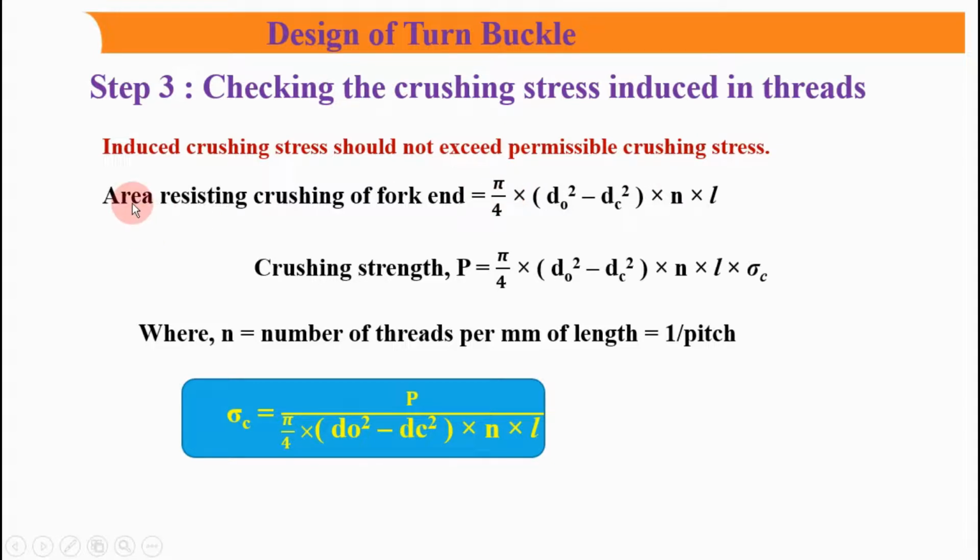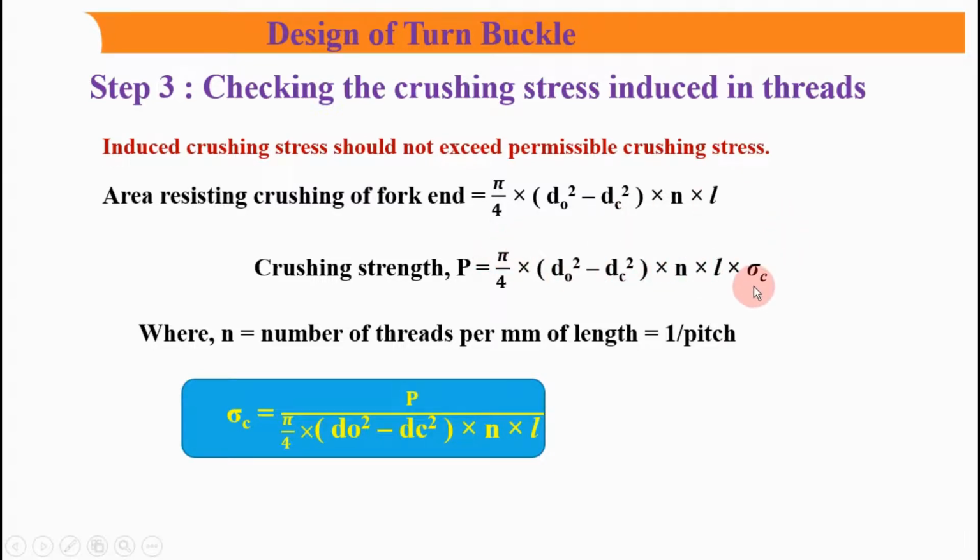Now see, the area resisting crushing of the fork end is pi by 4 into (DO square minus DC square) into N into L. We need to equate this relation with the design load P. That is why we have written P equals pi by 4 into (DO square minus DC square) into N into L into sigma C. Here we have added sigma C because we need to check that the induced crushing stress should not exceed the permissible crushing stress.